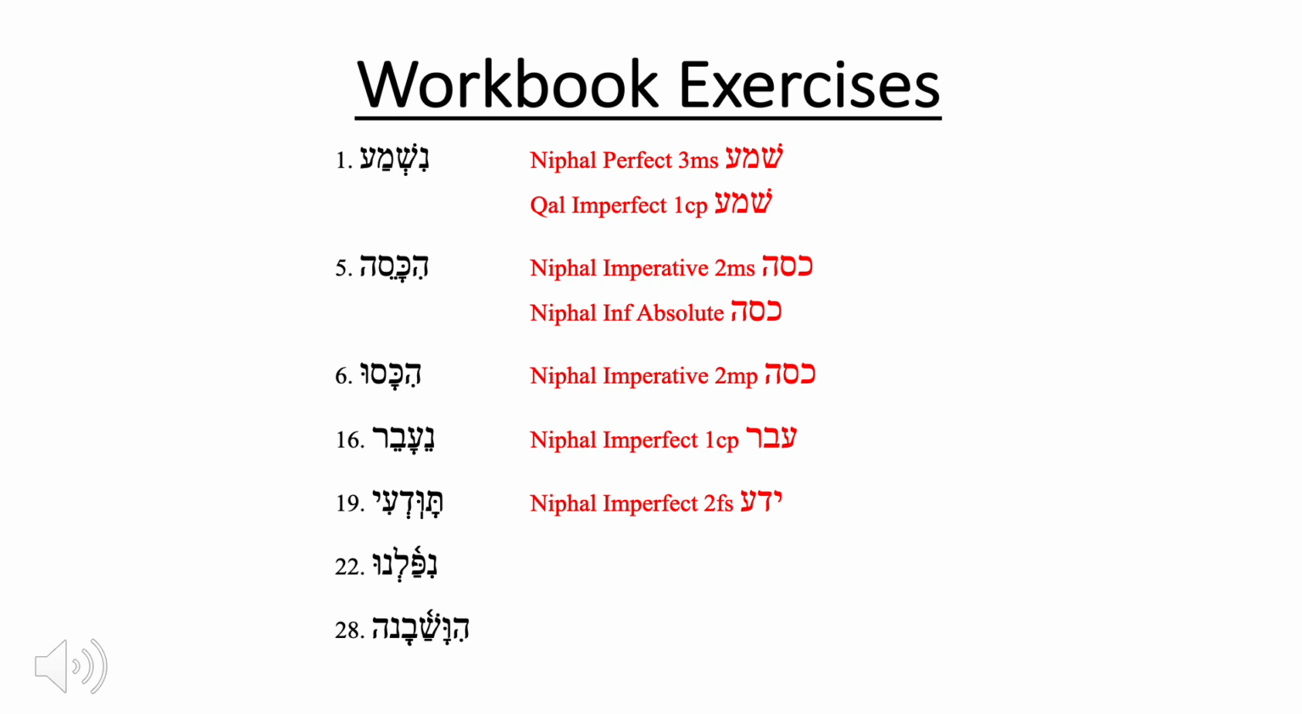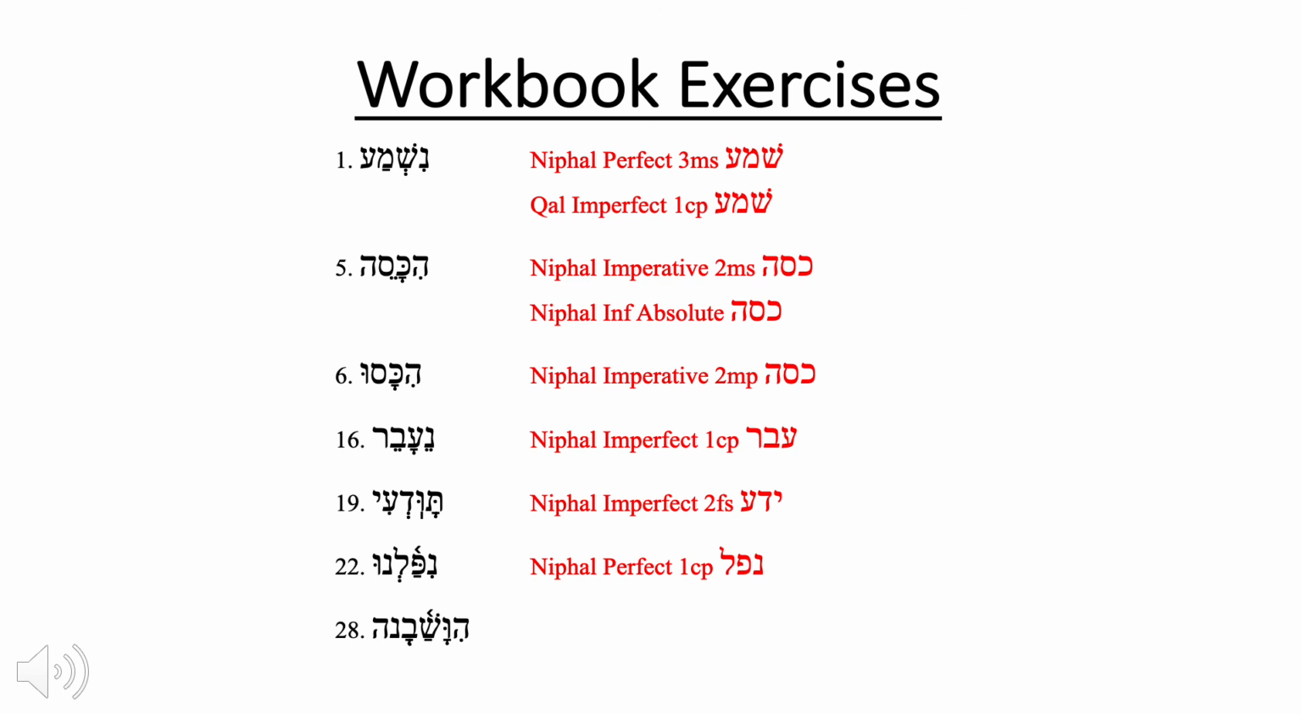What about number 22? How do we parse this one? 22 is just a boring nifal perfect 1CP. We have the nu at the end, which indicates this is first common plural, and we have the nun at the front, that is part of the stem. We have the dagesh in the pei, that is actually representing the nun from the nifal. Let's move on to number 28. How do we parse this one?